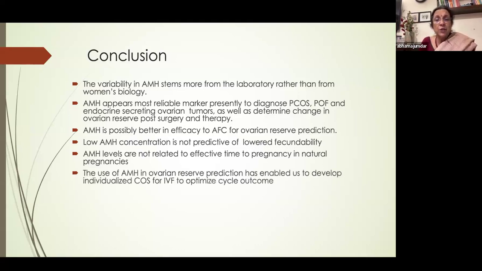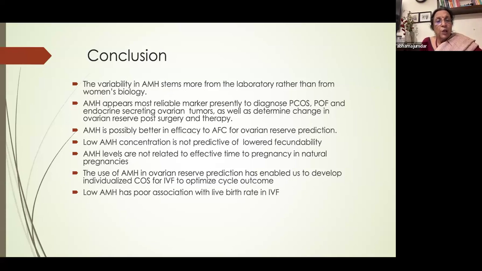The use of AMH in ovarian reserve prediction has enabled us to develop individualized controlled ovarian stimulation for IVF to optimize cycle outcome. This is the most important use of assessing AMH. Not only in IVF, but in IUI, and even in ovulation induction, in PCOS patients, in POI patients, all of them. Low AMH has poor association with live birth rate in IVF alone.